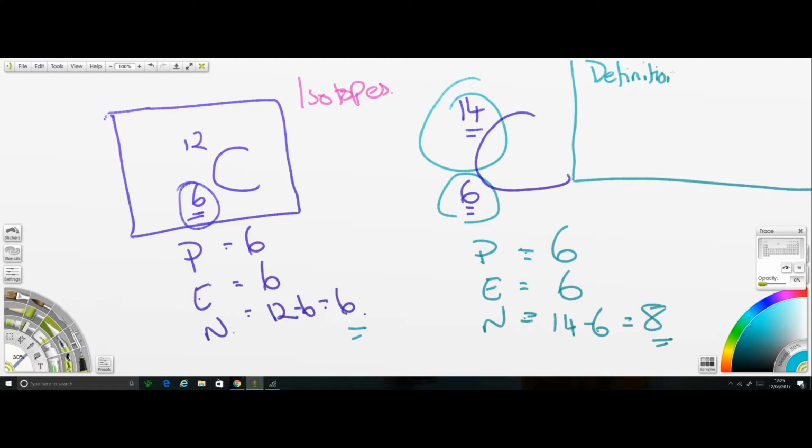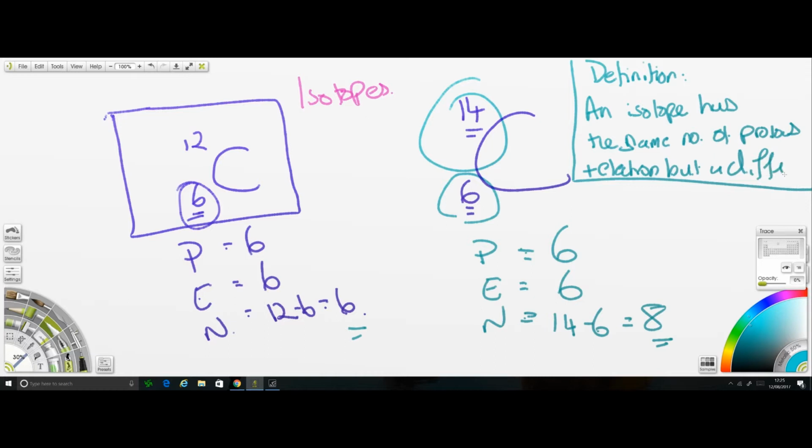So the definition of an isotope is that an isotope has the same number of protons and electrons, but a different number of neutrons. And if you look here, that's exactly what we're saying.